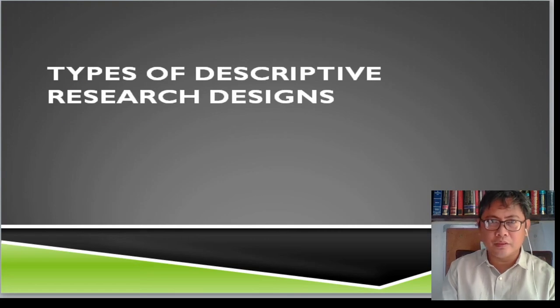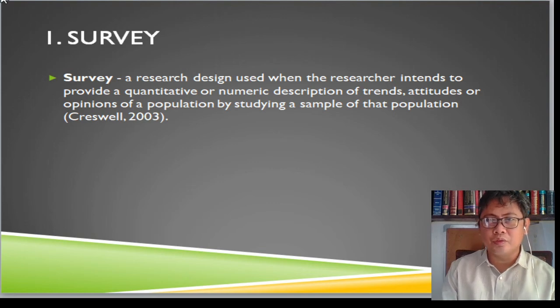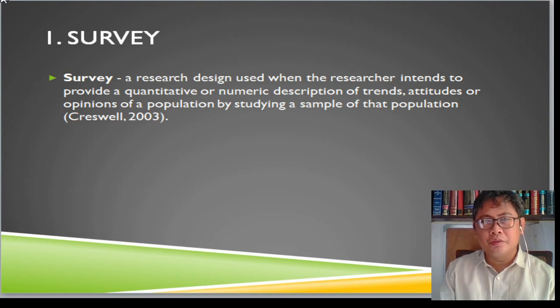The first one is the large-scale survey or the survey. This is a research design used when the researcher intends to provide a quantitative or numeric description of trends, attitudes, or opinions of a population by studying a sample of that population. So for example, in the SWS survey, the SWS wanted to determine the opinion of the public regarding the performance of the president as of 2015 or 2020, or the opinion of the public regarding the death penalty. So those are the examples.